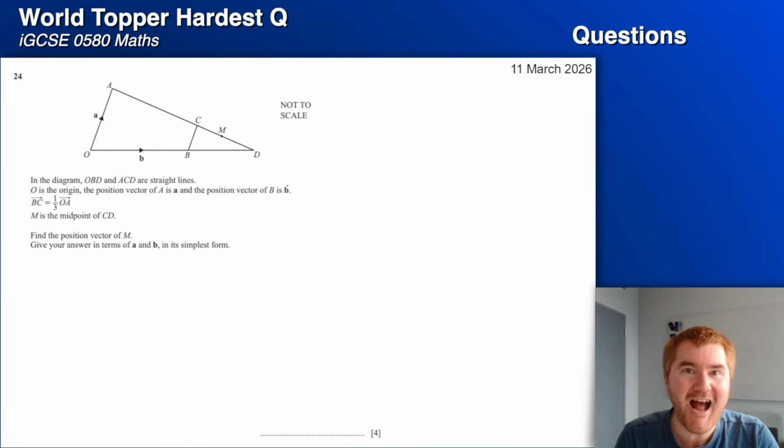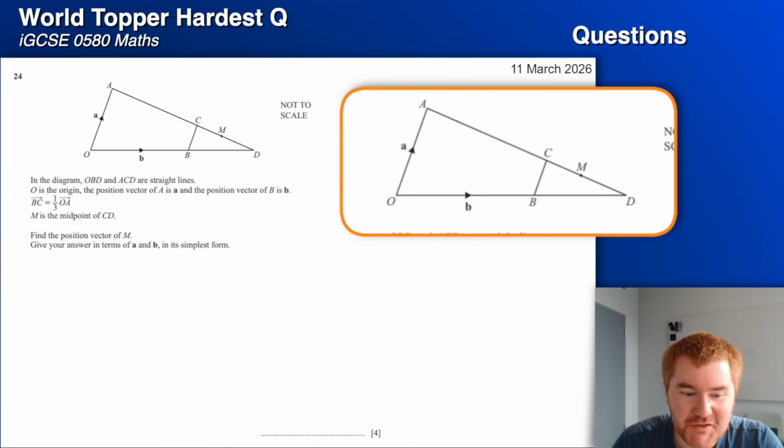Right, let's get over to this really tough question and let's get started. Okay, and let's go through this hardest question that the world topper has mentioned to me. So here we've got a vectors question, no surprise here.